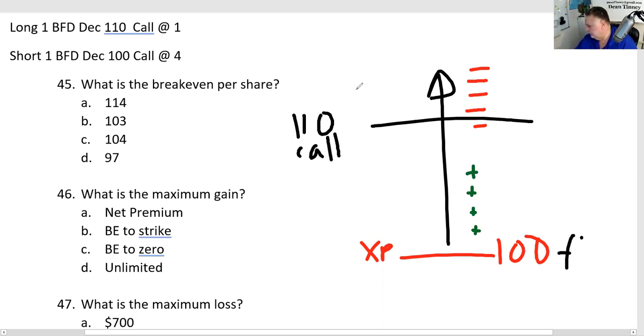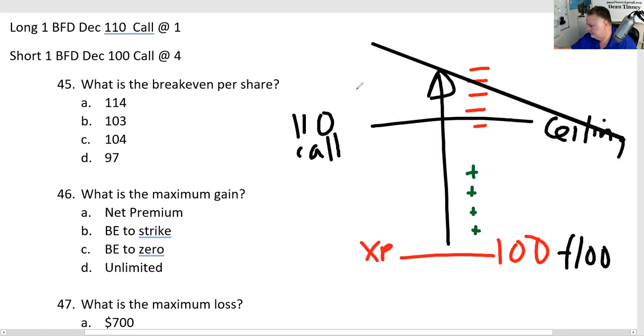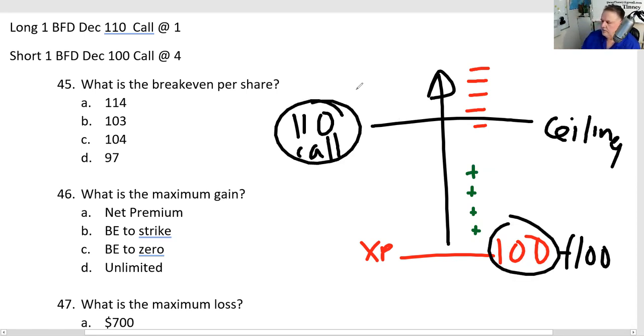So here I have a floor, and now I also have a ceiling. I'm saying I want to play between 100 and 110, and then I don't want to play no more. So my break even now is not going to be 104 because I spent some of my money. And now I only have a 3-point cushion.